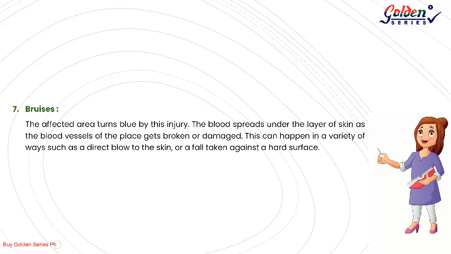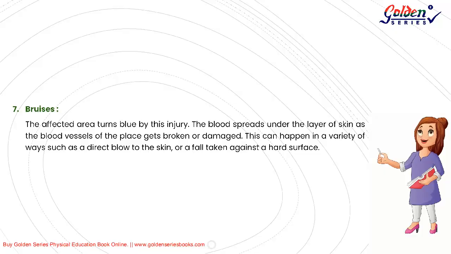Number 7. Bruises. The affected area turns blue by this injury. The blood spreads under the layer of skin as the blood vessels of the place get broken or damaged. This can happen in a variety of ways such as a direct blow to the skin or a fall taken against a hard surface.